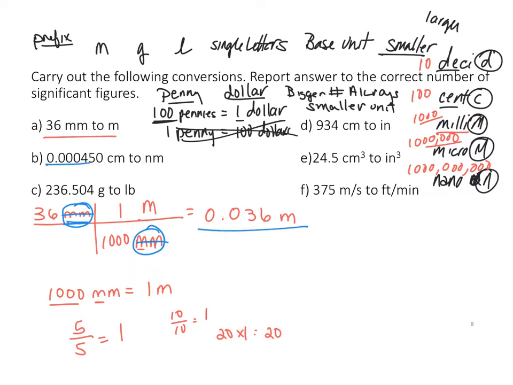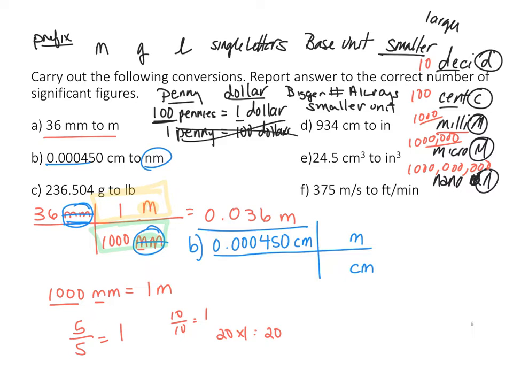Okay, let's do B. So you have 0.000450 centimeters. Now I want you to go to the base unit first. So we don't want centimeters, so you're going to put centimeters on the bottom. And then we're going to go to the base unit. Now in these little square boxes here, you only want 1 unit, always, okay? I see people make mistakes like that. All right, so let's continue on. So that will cross out centimeters.